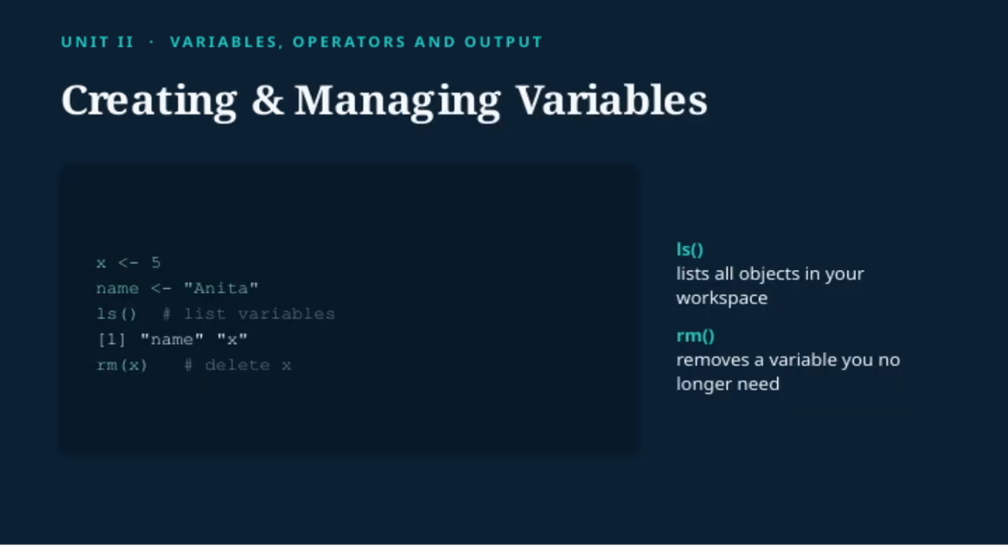Let's talk about managing variables in our workspace. The command ls lists everything we currently have stored, all our variables and objects. If we want to tidy up, rm lets us remove anything we no longer need. For example, if we create a variable x with the value 5 and another called name with the value Anita, ls will show both. Then if we remove x with rm(x), it's gone from the workspace. This keeps things clean and organized as we work.